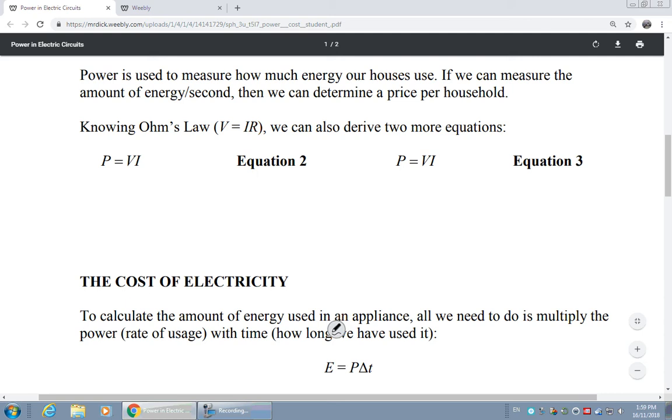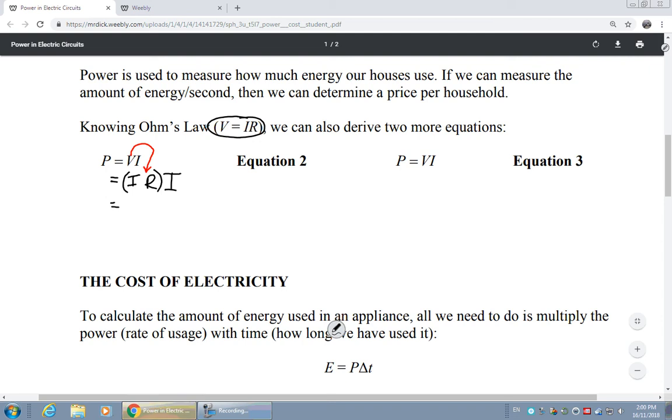So it tells us that voltage is equal to I times R. So I can replace the V in this first equation here, P equals VI. I can replace it with I times R, and then I still multiply by current. So really, this is just me replacing voltage with something that's equal to voltage, I times R.